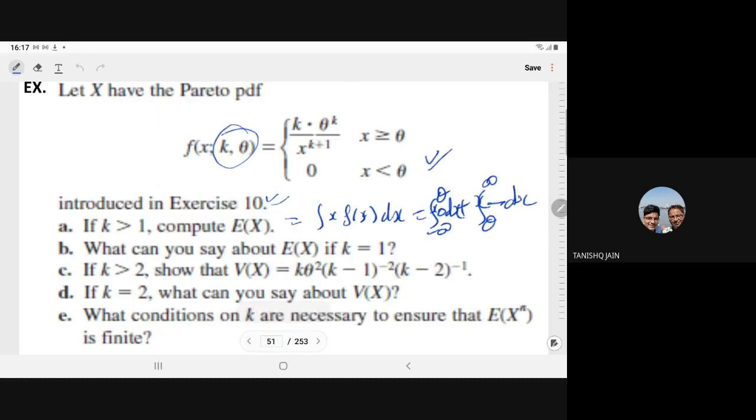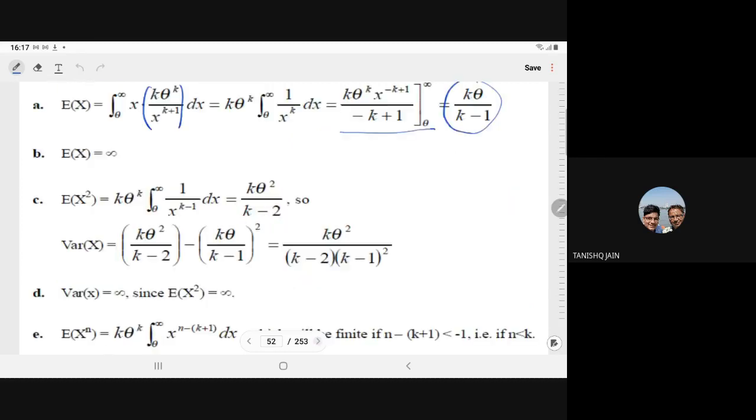In the second part, what can you say about E(X) when k is equal to 1? When k is equal to 1, the denominator will be 0. So E(X) will become infinity.